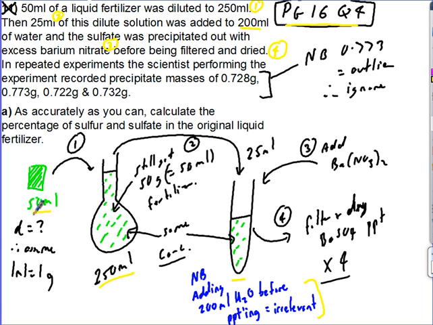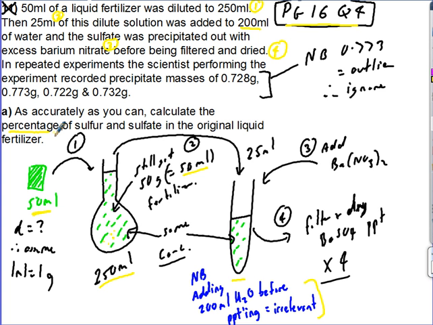Well, the first thing is we've got 50 mils of liquid fertilizer. The first thing is to realize that all that fertilizer has ended up in the 250 ml sample, which means that inside this sample we have got the 50 mils of fertilizer. So if we can calculate the sulfate inside this 250 ml sample, that's the same as the sulfate inside the 50 mils of fertilizer.